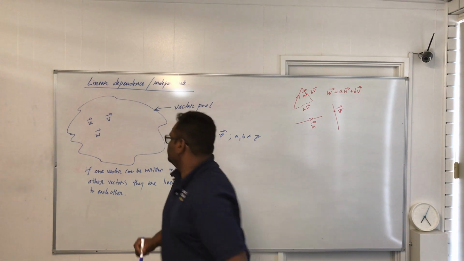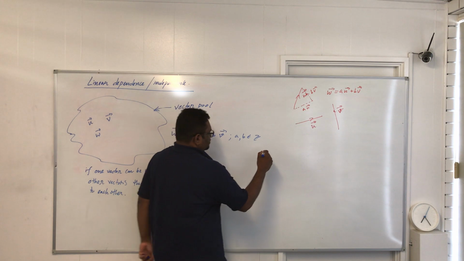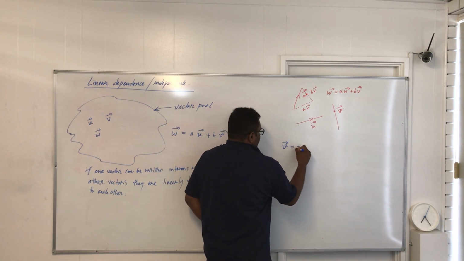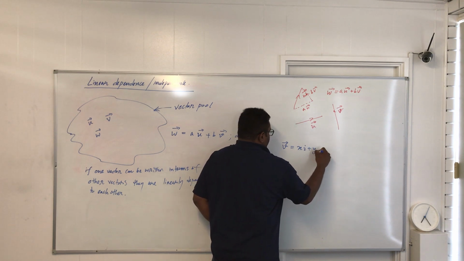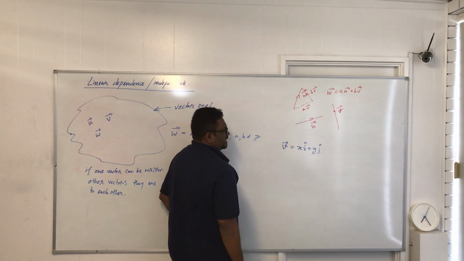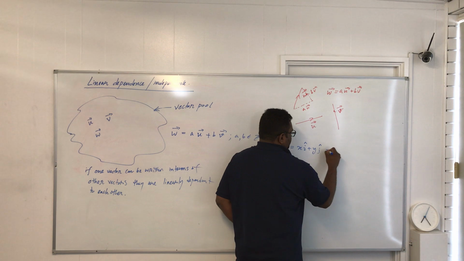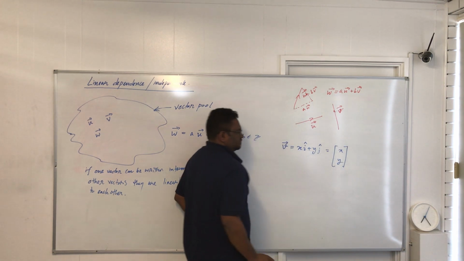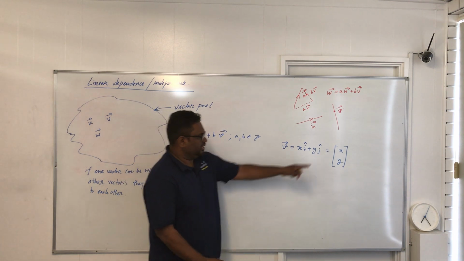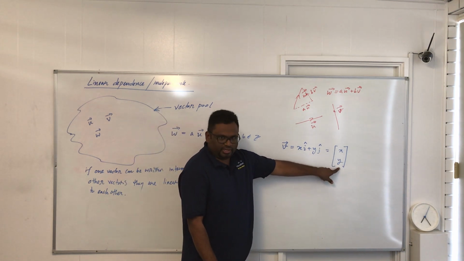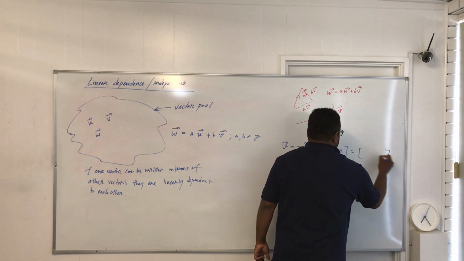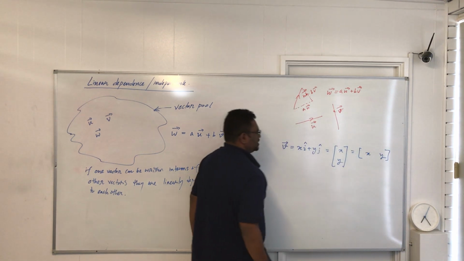So remember I told you, if you have a vector xi plus yj, there is another way of writing this. You can write this as a column vector x and y, or you can write it as a row vector. So this is x and y over here. It's a representation of a vector.